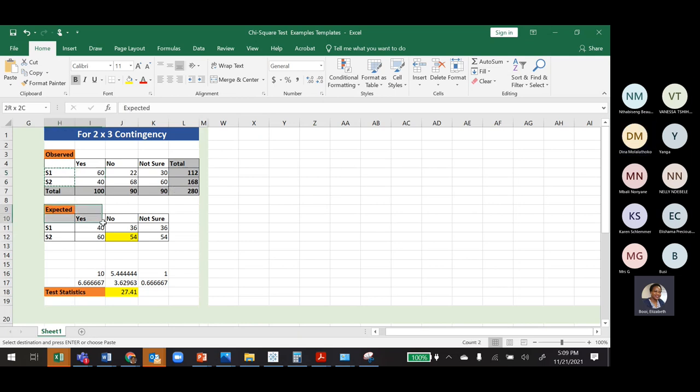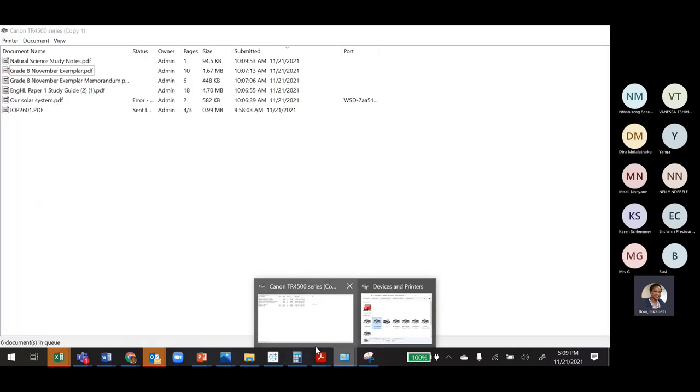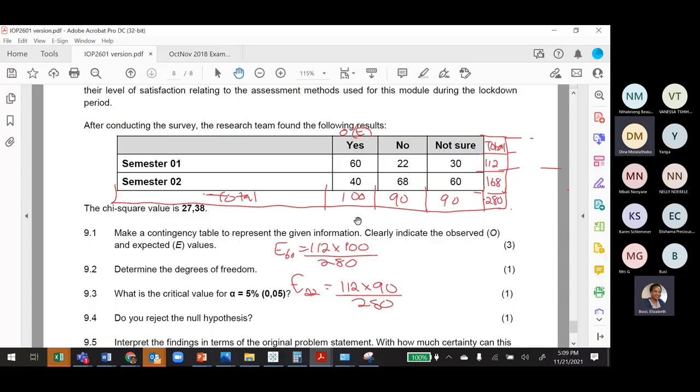And my expected values, and there you can see. I just need to remove that highlight. Probably it was for something else. So there is our expected values. Remember we said, what is our expected value in terms of our question? Okay, so we said expected value for 60 is 112 multiplied by 100. What did you get?